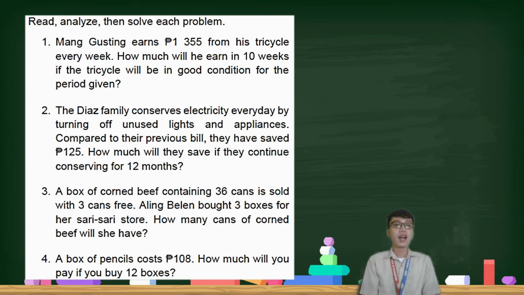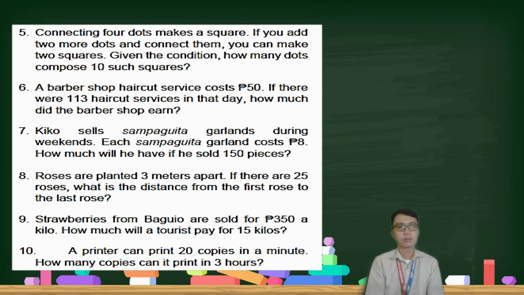Number 4. A box of pencil costs 108 pesos. How much will you pay if you buy 12 boxes? Number 5. Connecting 4 dots makes a square. If you add 2 more dots and connect them, you can make 2 squares. Given the condition, how many dots compose 10 such squares?